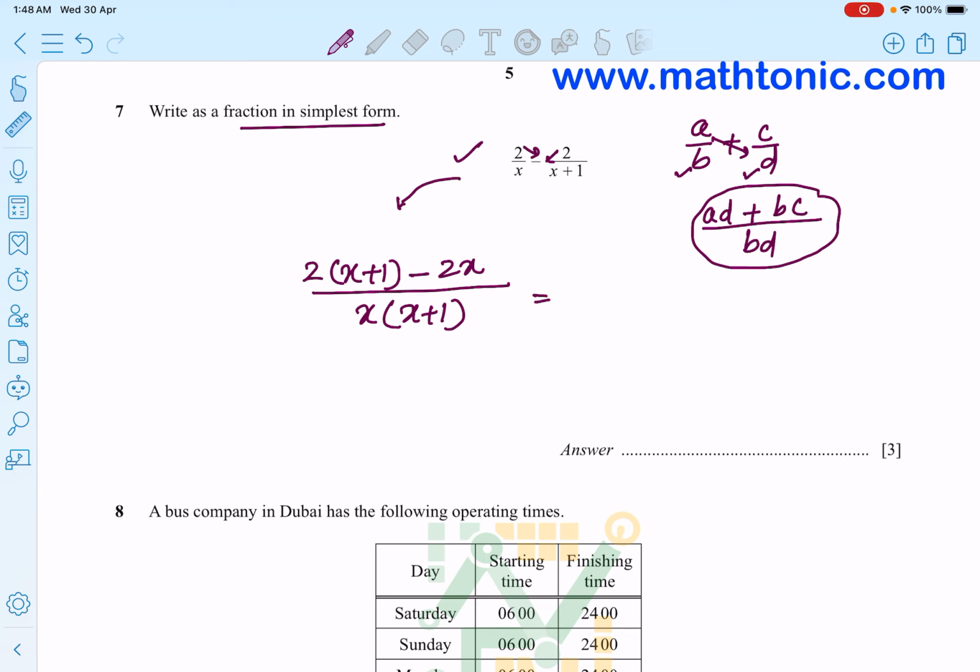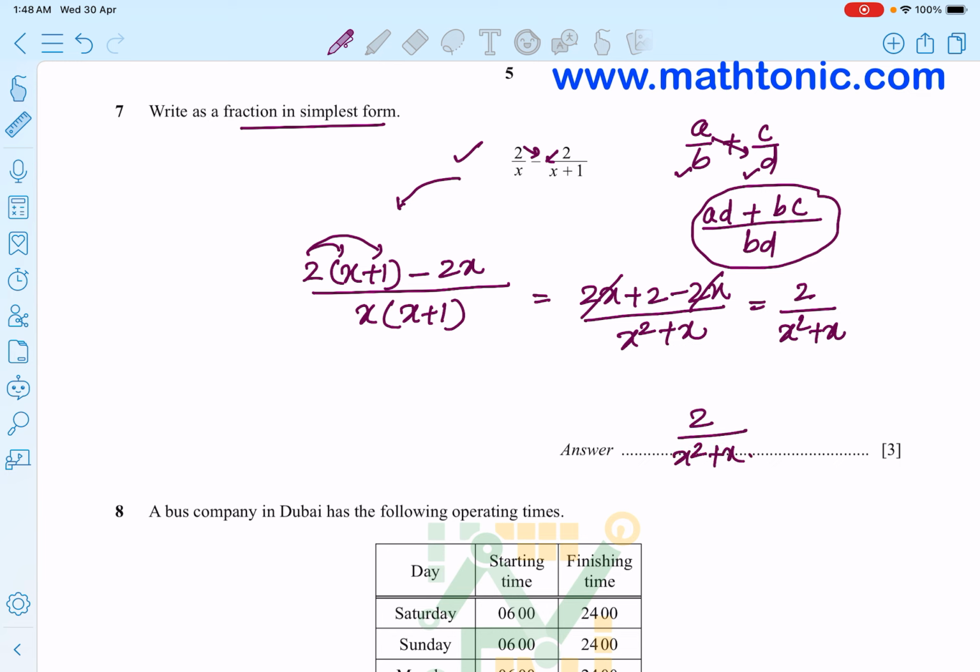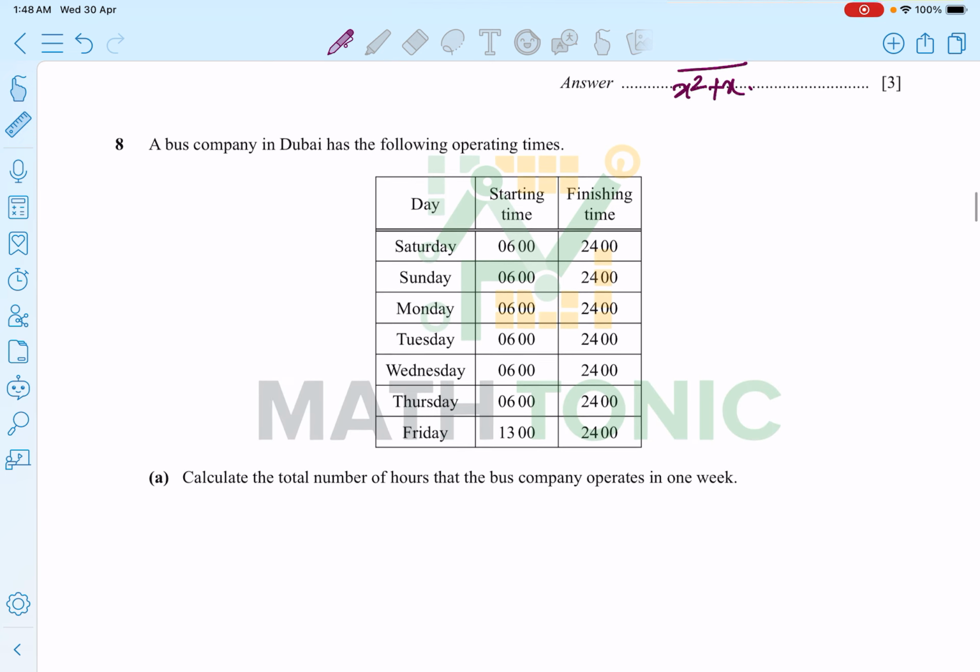So when you expand the numerator, it will be 2x plus 2 minus 2x, because 2 times 1 is 2, over, you can expand this as well, that will be x squared plus x. Got it? So you can see here 2x and 2x can be cancelled, or we can say 2x minus 2x becomes 0. So we can write down 2 over x squared plus x. So this answer I can write down 2 over x squared plus x. Got it, everyone? Yes.